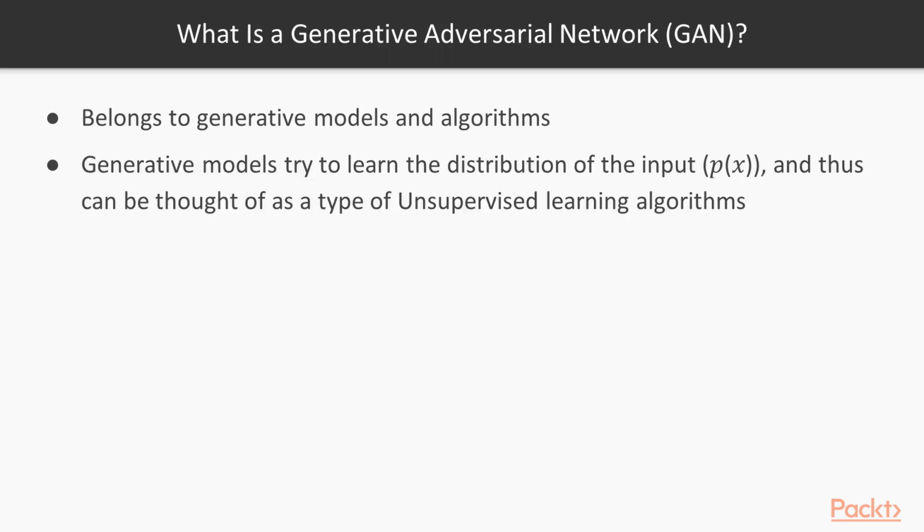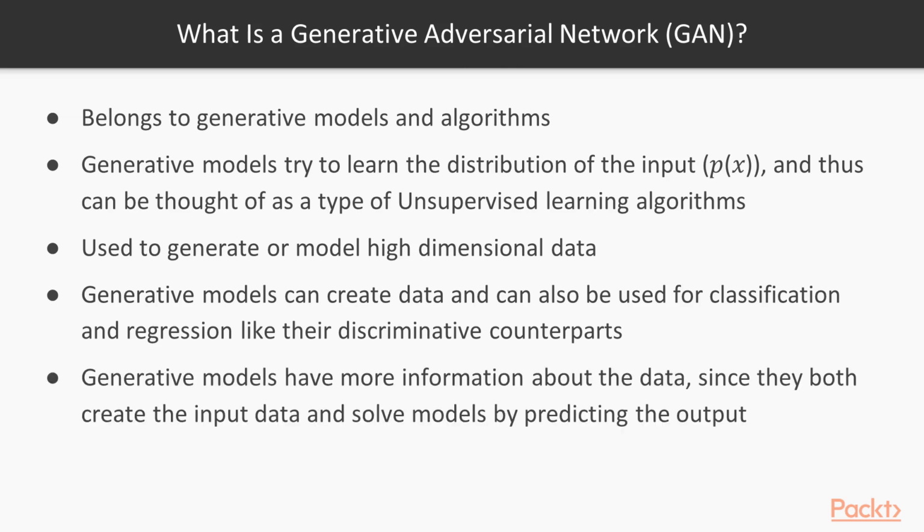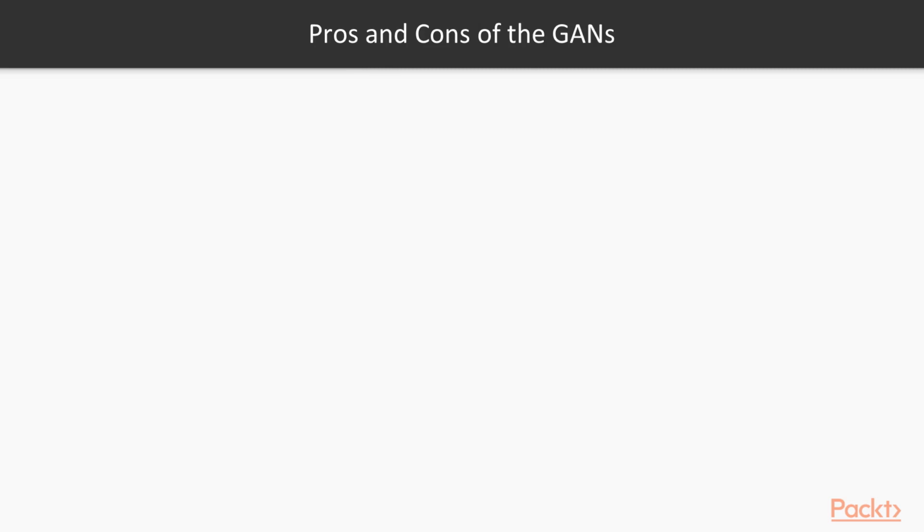Generative models try to learn the distribution of the input P of X and thus can be thought of as a type of unsupervised learning algorithms. GANs are used to generate or model high-dimensional data. Generative models can create data and can also be used for classification and regression like the discriminative counterparts. Generative models have more information about the data since they both create the input data and solve models by predicting the output. So what are the pros and cons of the GANs?